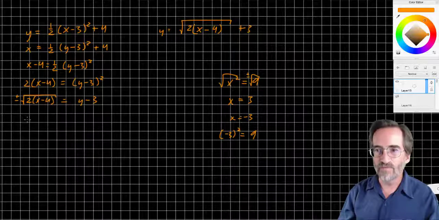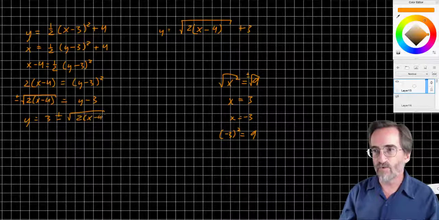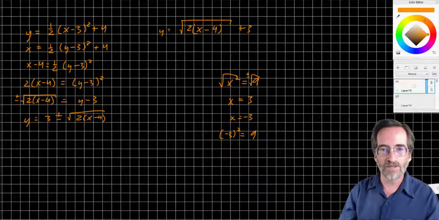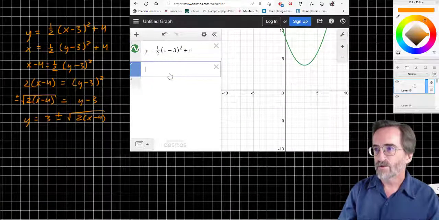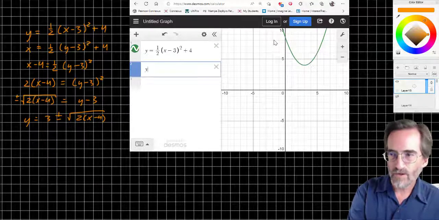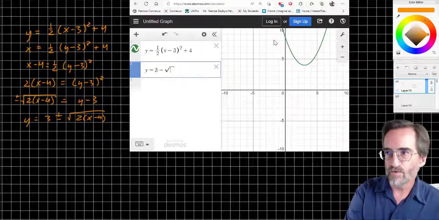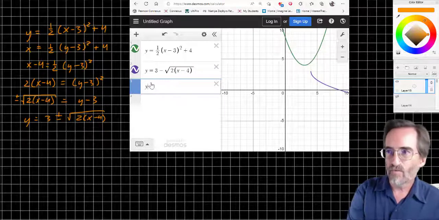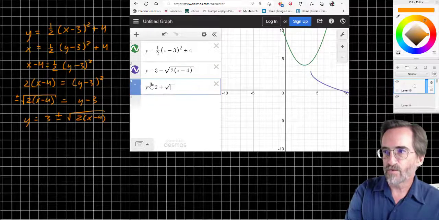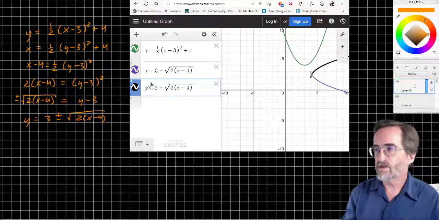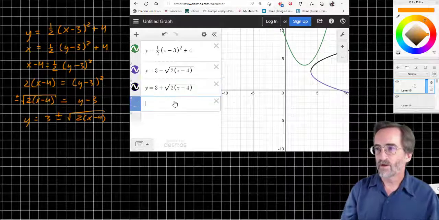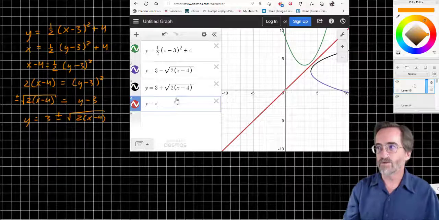Now when I add 3, I get y equals 3 plus or minus the square root of 2 times x minus 4. Okay, that's actually two separate functions. Let me show you what it does on the graph here. If I enter y equals 3 minus the square root of 2 times x minus 4, we get half of a parabola. And if I enter y equals 3 plus the square root of 2 times x minus 4, we get the other half of the parabola. Always graph it with y equals x to verify that we do have inverses.